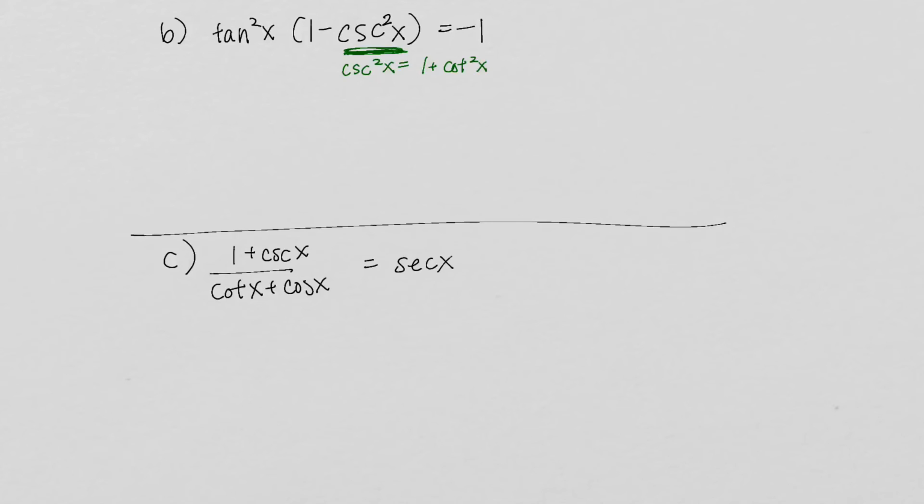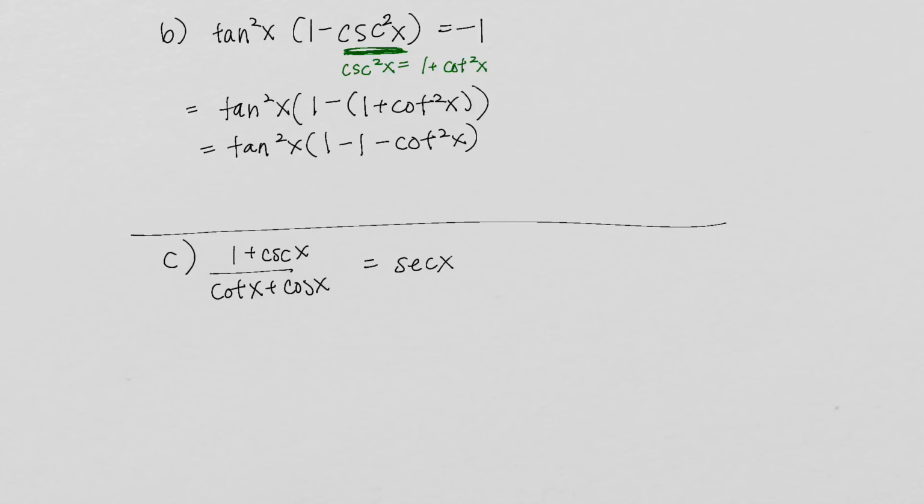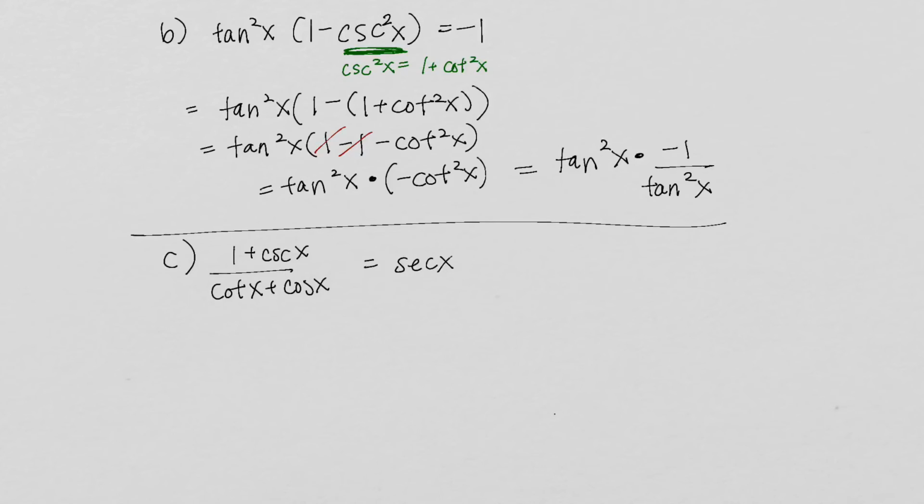So the left-hand side is the same thing as tangent squared times 1 minus 1 plus cotangent squared. Then we can distribute the minus sign through. That's 1 minus 1 minus cotangent squared. Of course, 1 minus 1 cancels to 0, so we get the tangent squared of x times the negative cotangent squared of x. And then cotangent squared is 1 over tangent squared. I just used the reciprocal identity. And then the tangent squareds cancel, and you get negative 1.